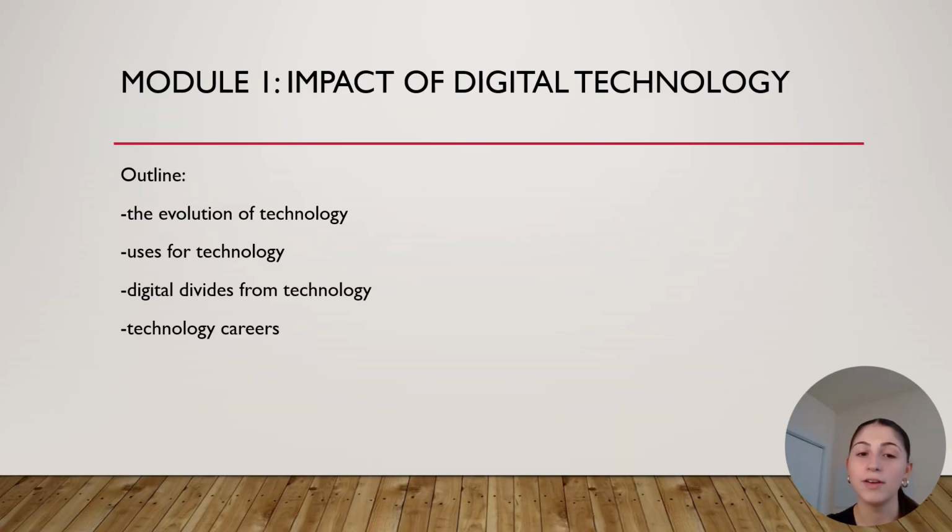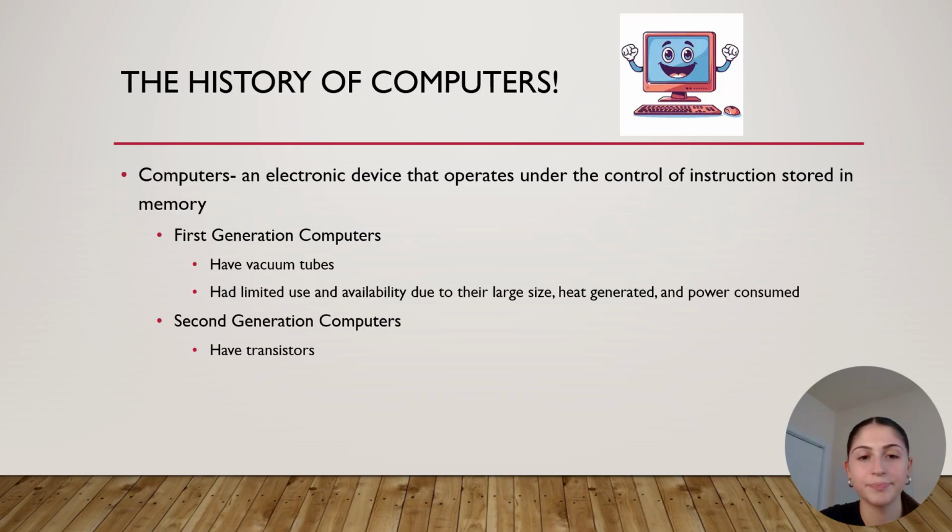Starting off with Module 1, we discussed the impact of digital technology. In this module, we discussed the evolution of technology, uses for technology, digital divides from technology, and careers in technology. So, we began by discussing the history of computers. A computer is an electronic device that operates under the control of instructions stored in memory. There's first generation and second generation computers. The main difference is first generations have vacuum tubes and second generations have transistors.